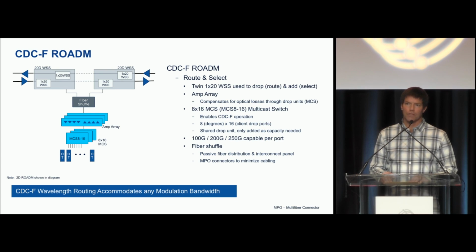So spectral density is all about how many channels, and the bandwidth of each one of those channels, I can have for a given amount of spectrum on a pair of fibers. In this case, we're talking C-band only, which is roughly 4,400 or 4,800 gigahertz of spectrum.